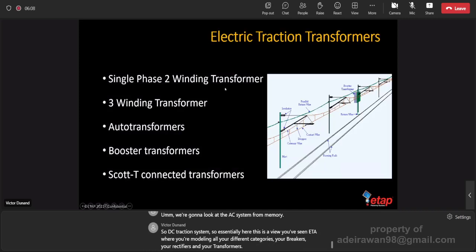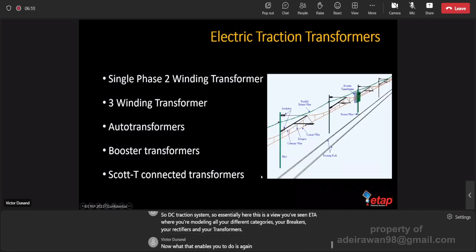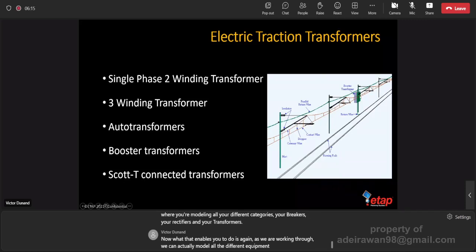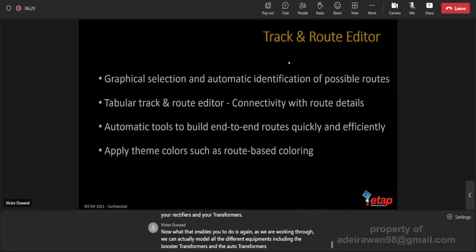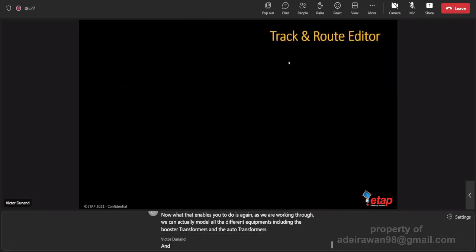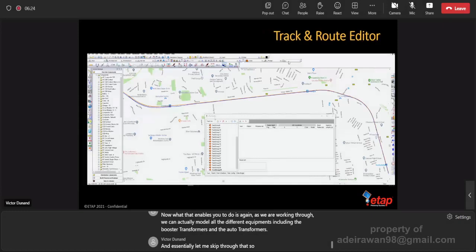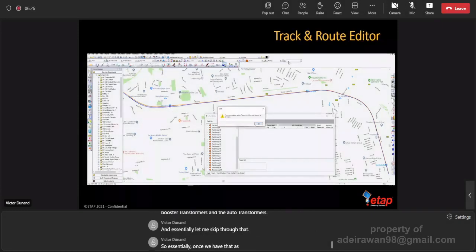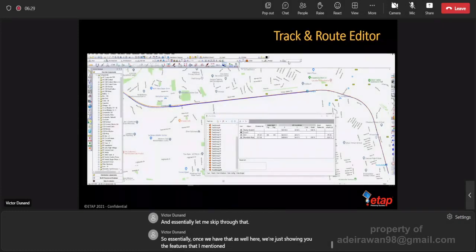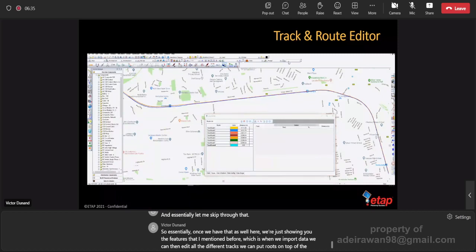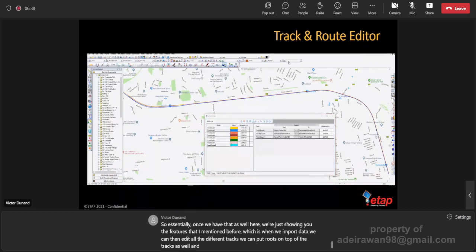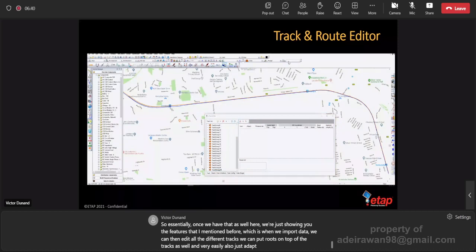Now, what that enables you to do is, as we are working through, we can model all the different equipment, including the booster transformers and the auto transformers. Essentially, once we have that, here we're just showing you the features I've mentioned before: when we import data, we can then edit all the different tracks. We can put routes on top of the tracks as well, and very easily adapt what's running on them.